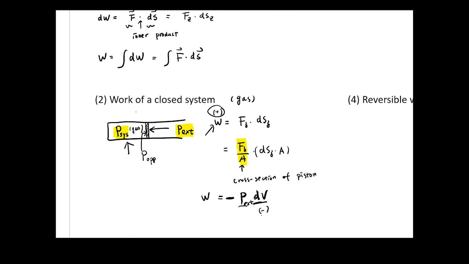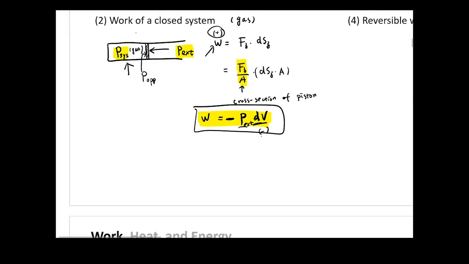Very important, okay? This is actually the definition that you cannot mess up. Once you mess up, your sign won't be correct. Okay, so the work is going to be defined as negative times your P external dV. So this is actually a definition that you need to memorize.